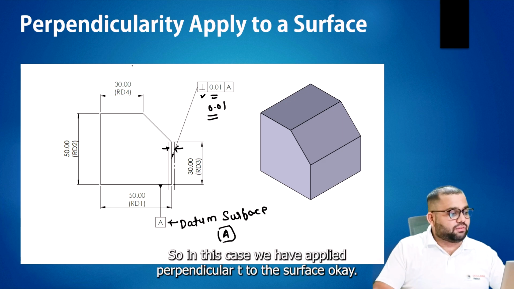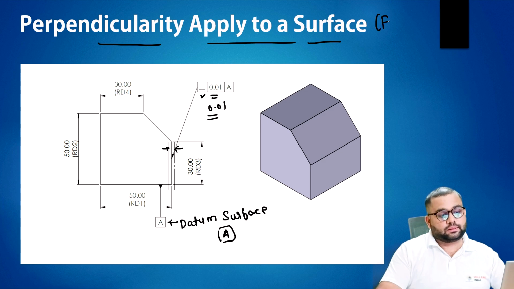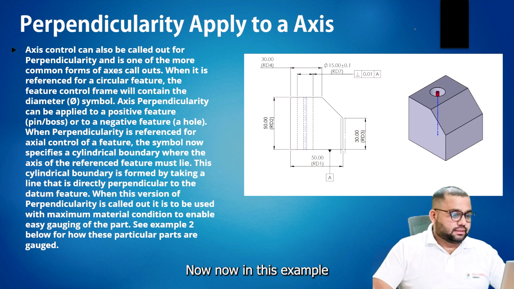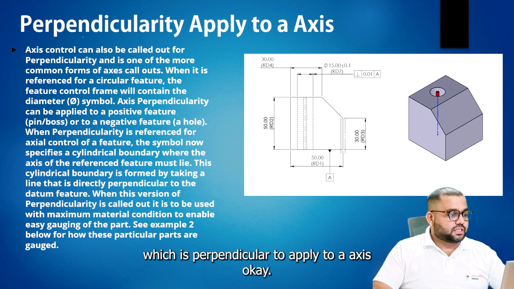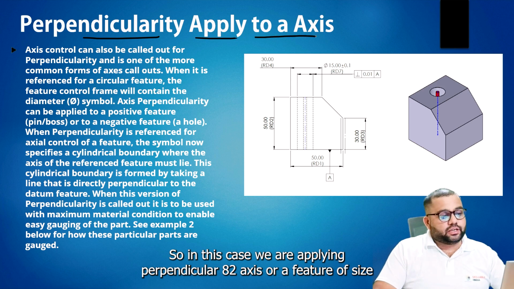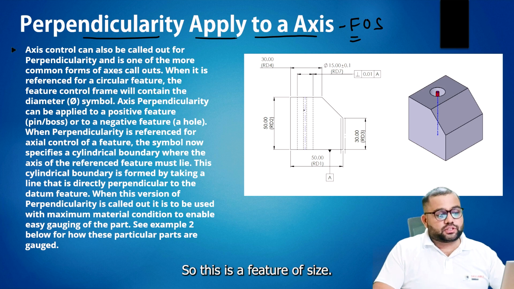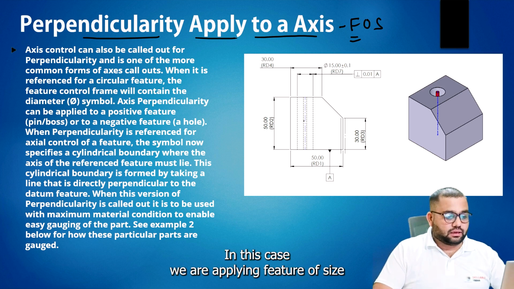Okay, now we will understand. In this case, we have applied perpendicularity to a surface, to a feature. Now in this example, perpendicularity is applied to an axis. In this case, we are applying perpendicularity to an axis, or a feature of size. So this is a feature of size.